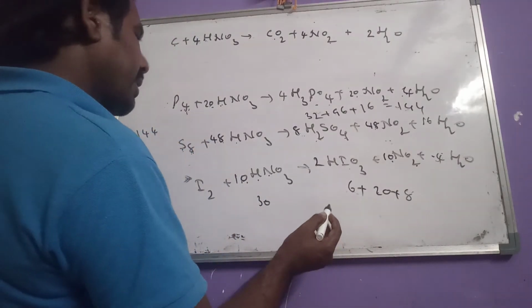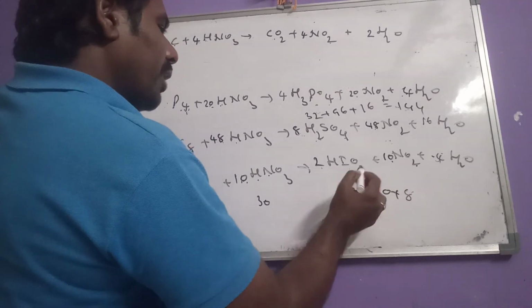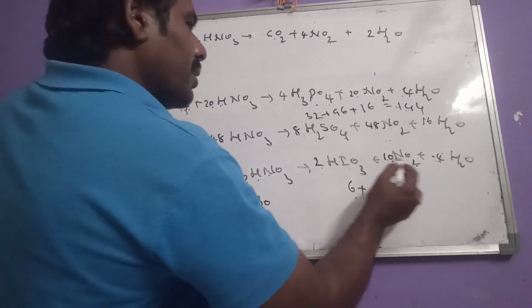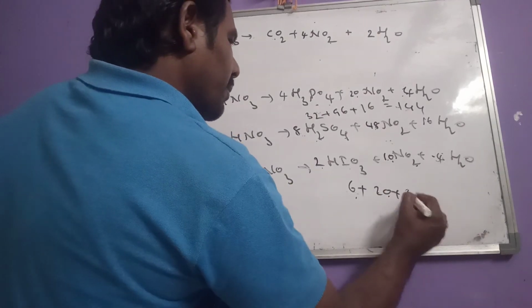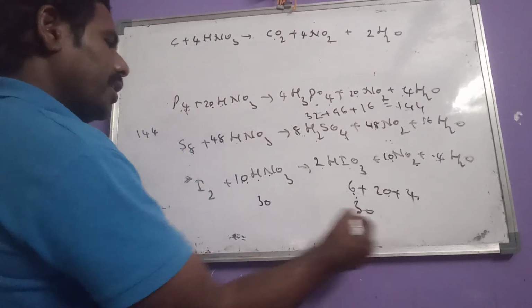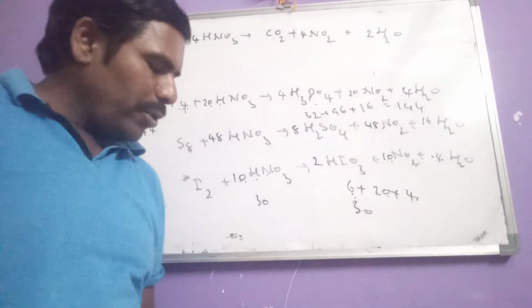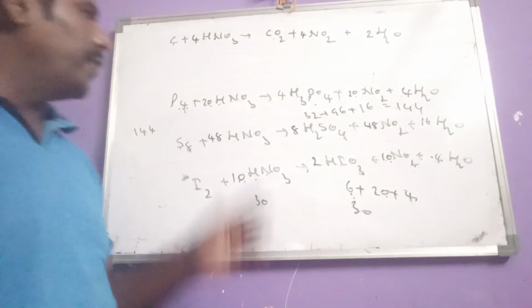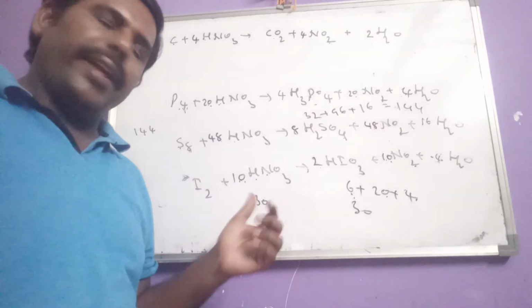How many oxygens we have to write here? 2 3s are 6 plus 10 2s are 20 plus 4 oxygen atoms. That means 20 plus 6, 26 plus 4, 30. So oxygen atoms also balanced. That's it. No need to worry about balancing of these reactions. We have to remember in a simple way like this.